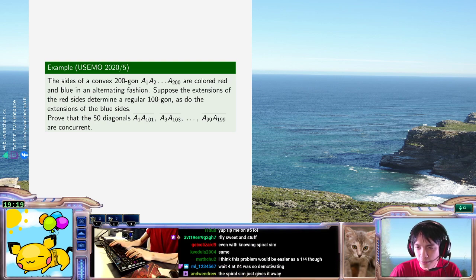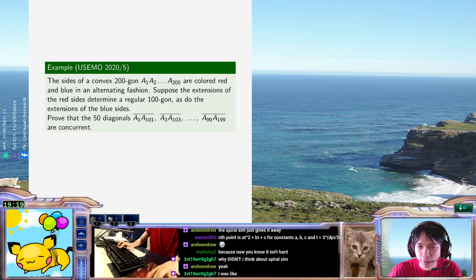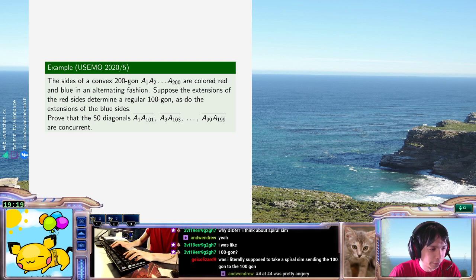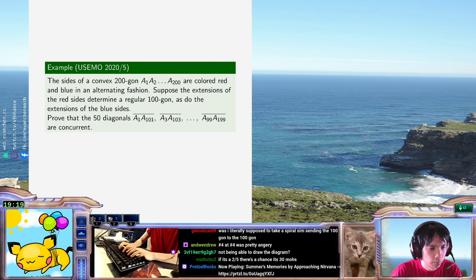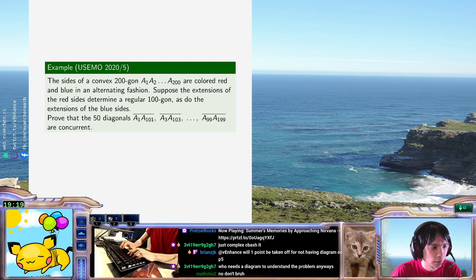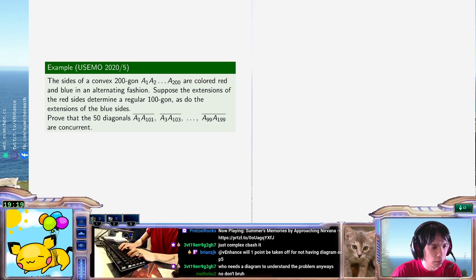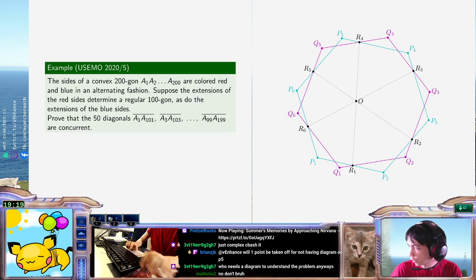Okay, so let's do problem 5. So I guess the thing I want to do is draw a picture. I think this is the best motivation I can give for this main claim. Just complex bash it? Oh my god. Oh, I see. Alright. So here's a picture. Blue polygon, red polygon. These points are the vertices that you're interested in.